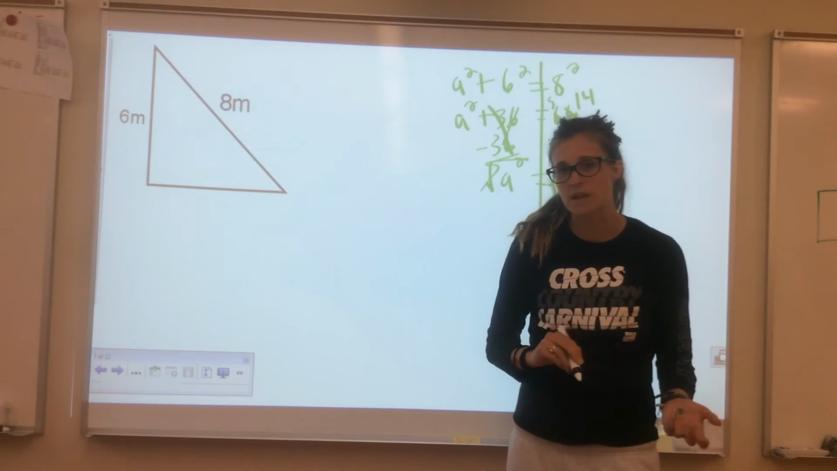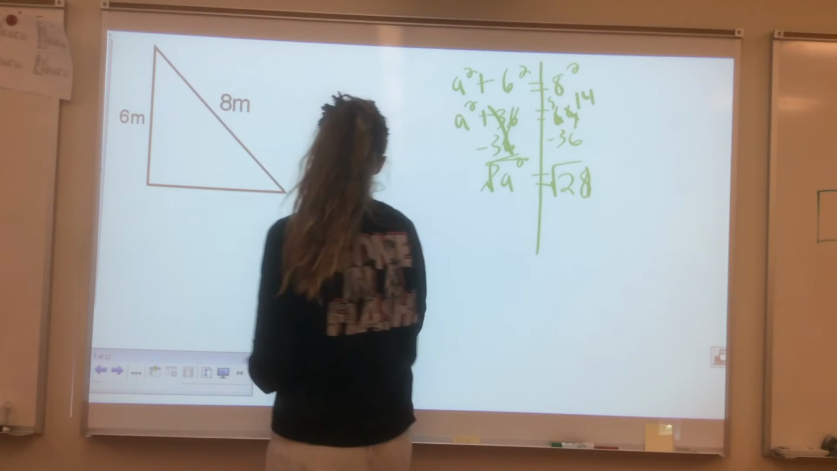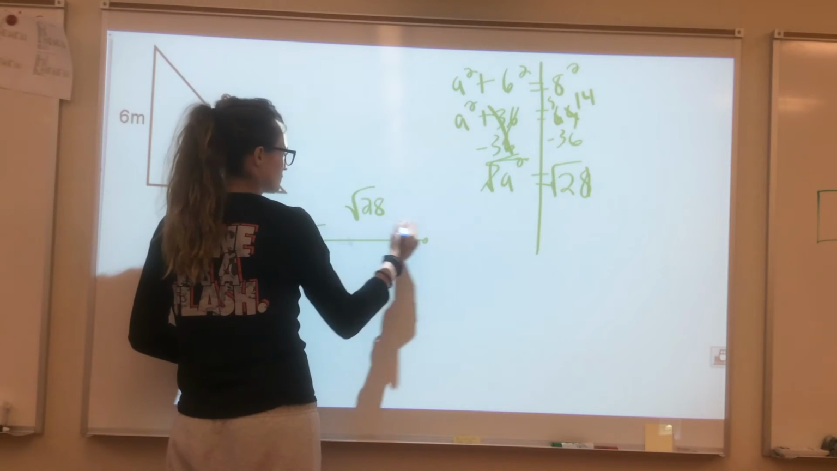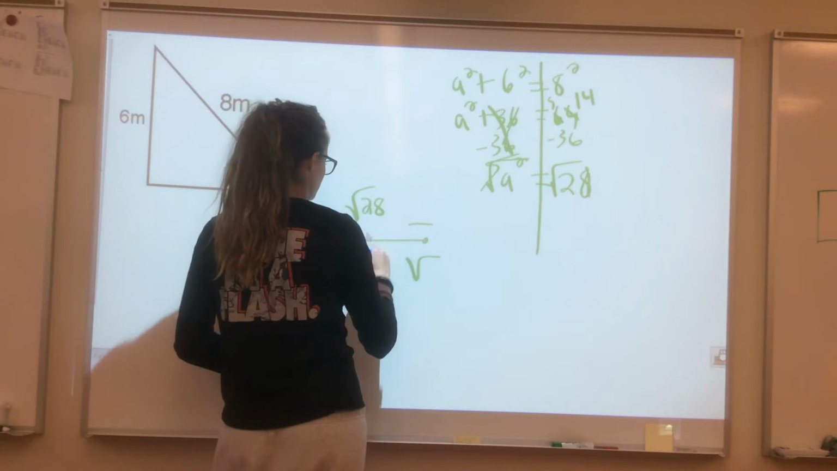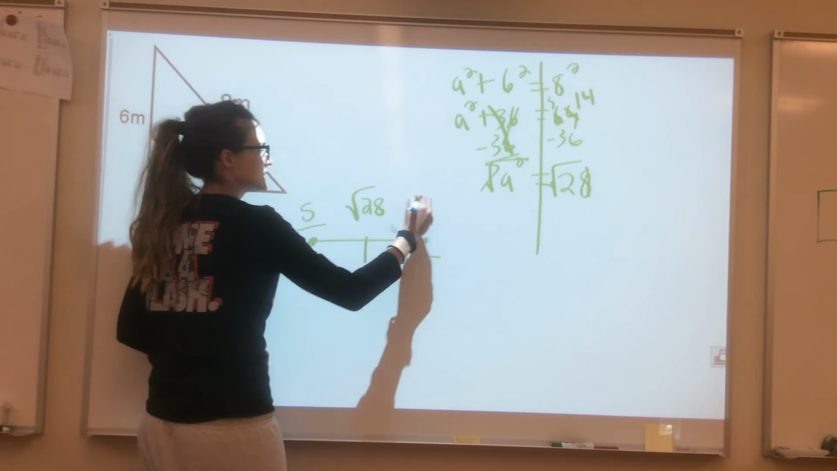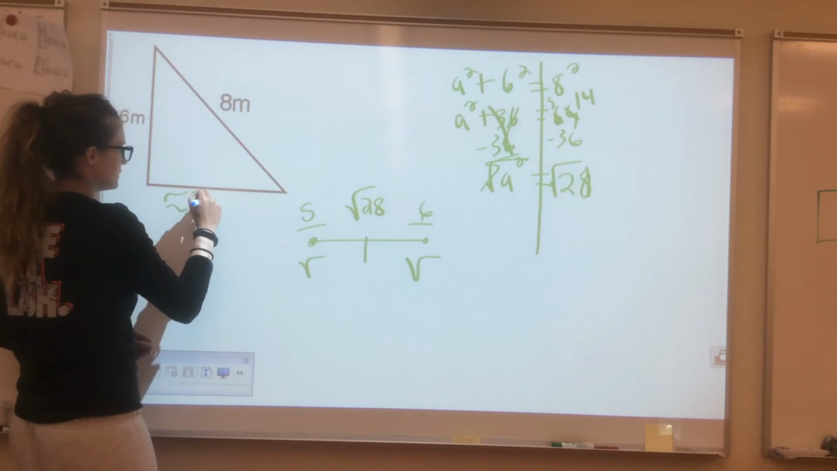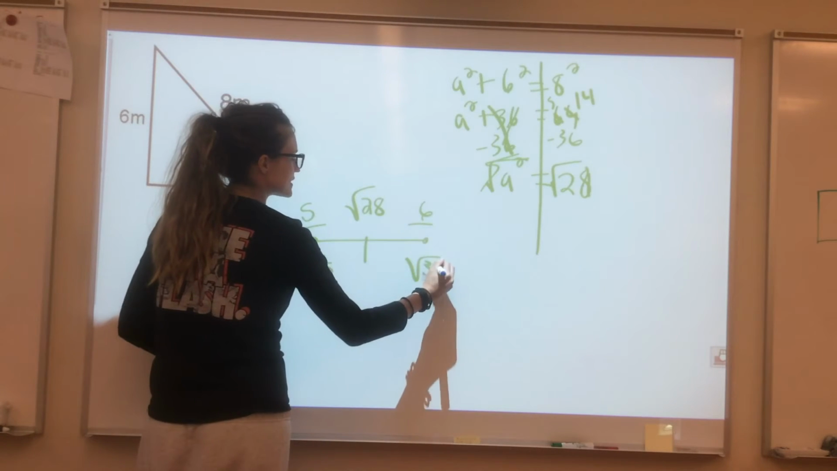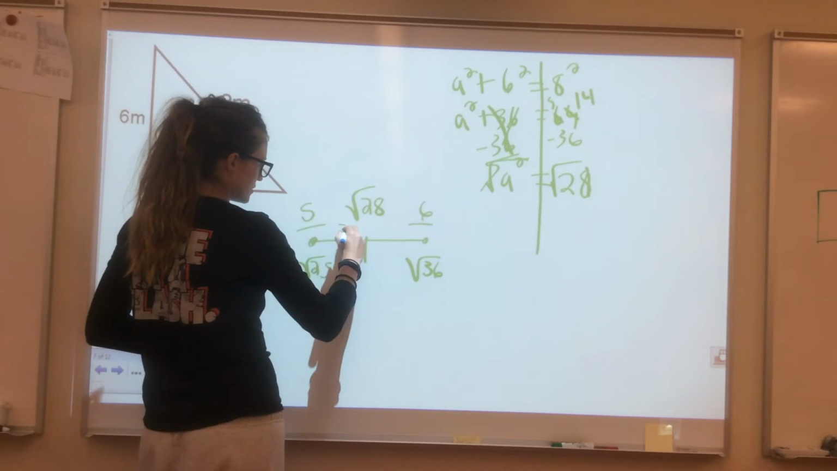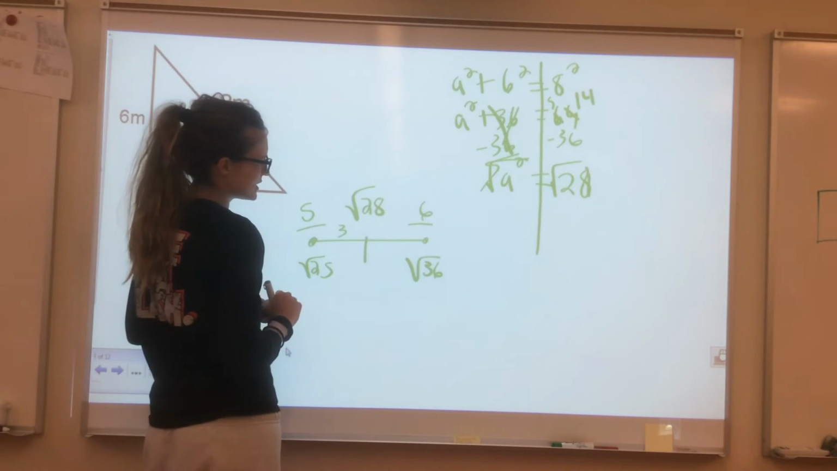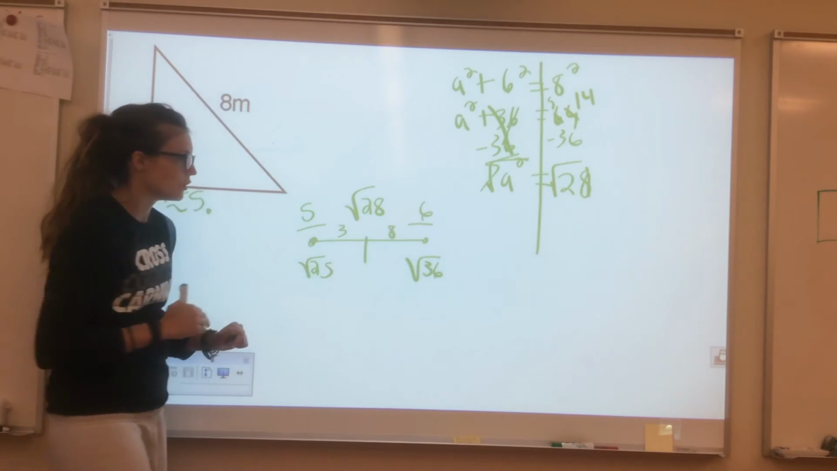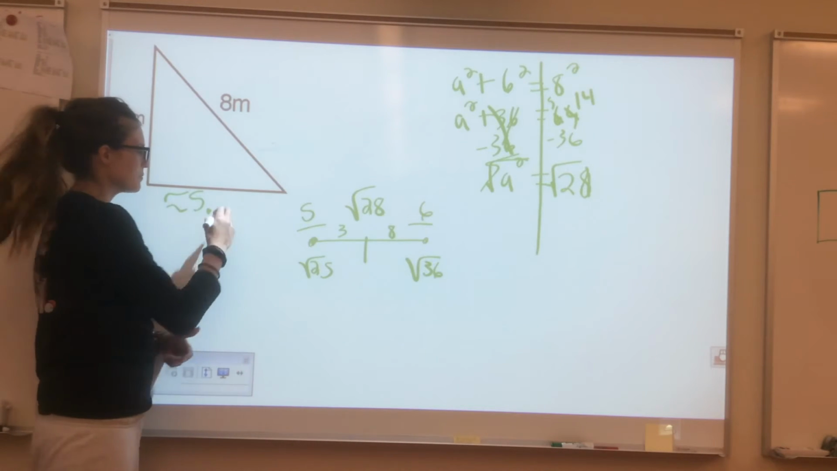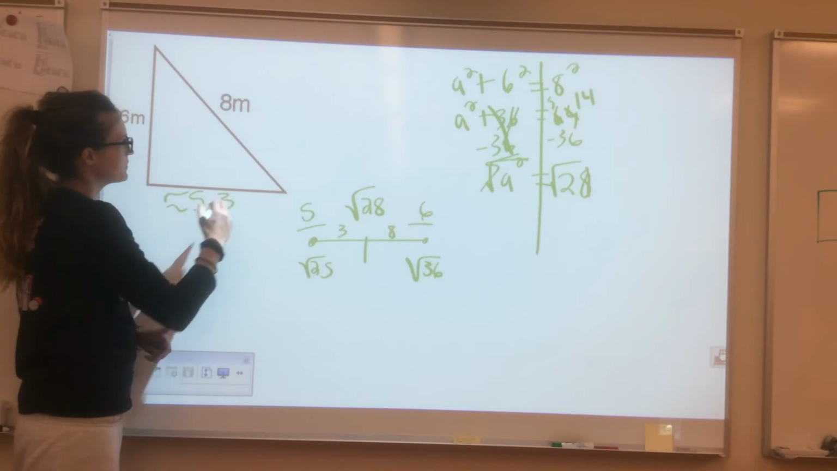So now we're going to estimate the square root of 28. The square root of 28 is between 5 and 6, so this side is going to be about 5 point something. The square root of 25 makes 5, the square root of 36 makes 6. 28 is 3 away, and 36 is 8 away, so it is on the lower half. A good estimate would be about 5.2 or 5.3, and I'm going to go with 5.3 meters.